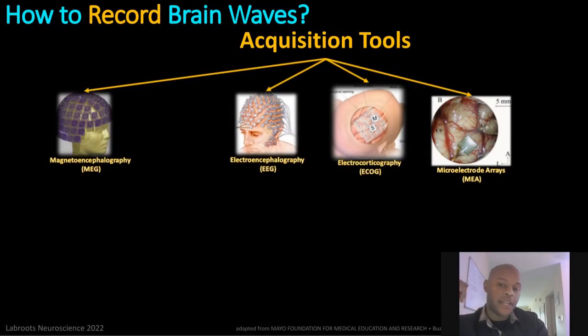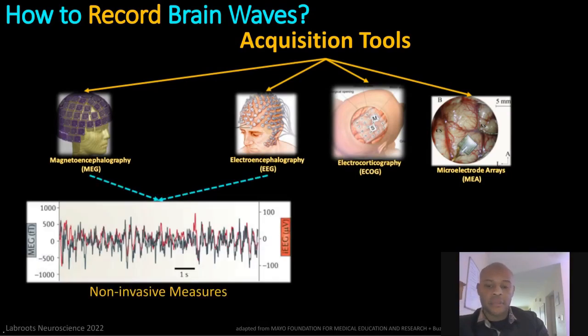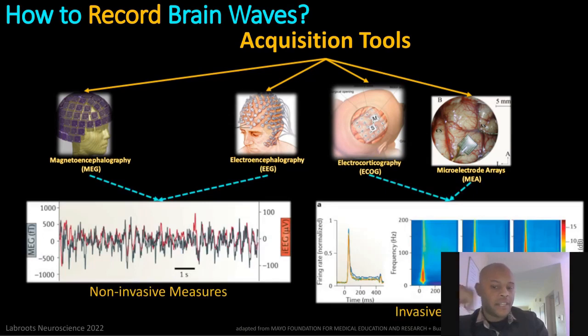To record these brainwaves, we use many different acquisition tools, some being non-invasive and some being invasive. The non-invasive measures include magneto and electroencephalography, which are very similar measurement techniques, the magnetic signal being read by magnetoencephalography or MEG, and the electrical signal is read by EEG. You can see there in the bottom that these signals are very similar, so you have a great similarity between electrical and magnetic fields, right? They're just pretty much the same signal.